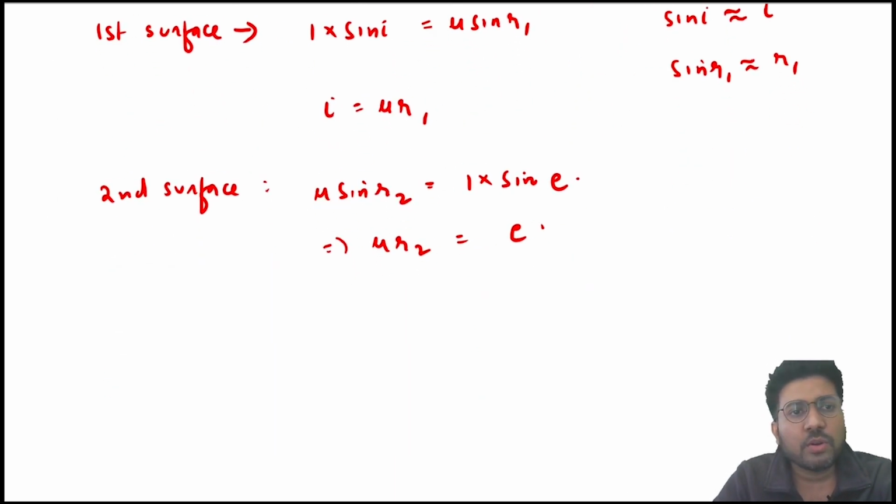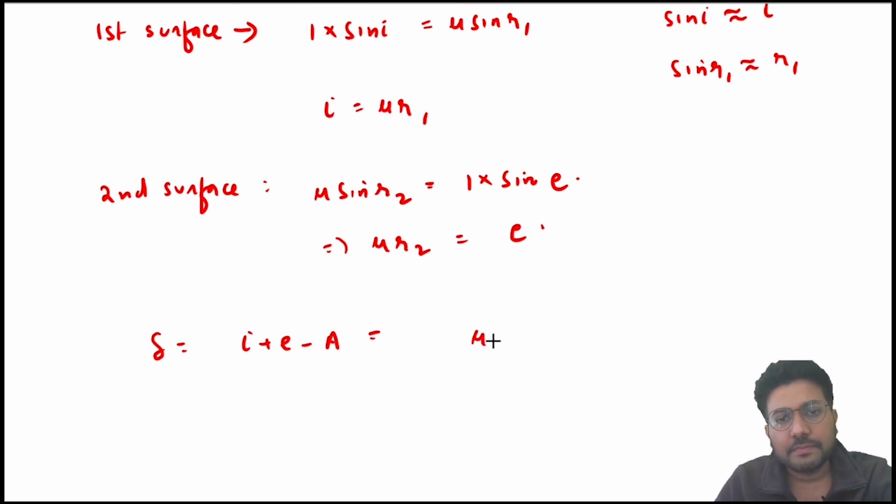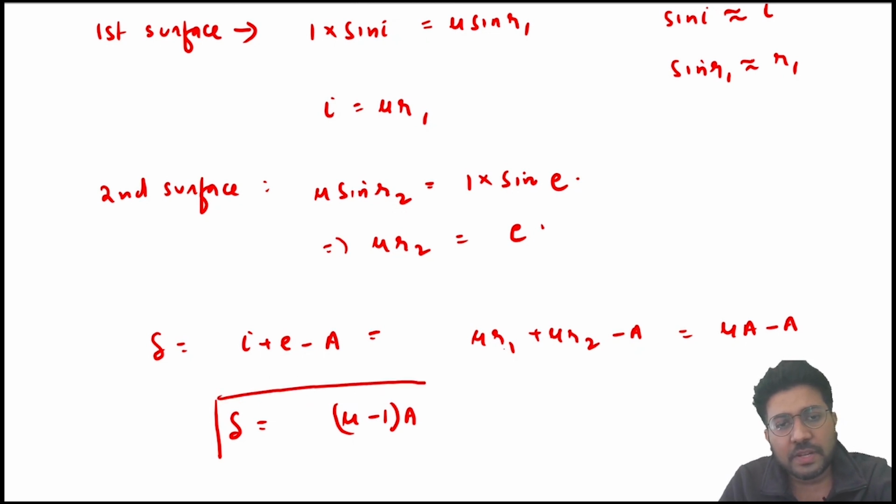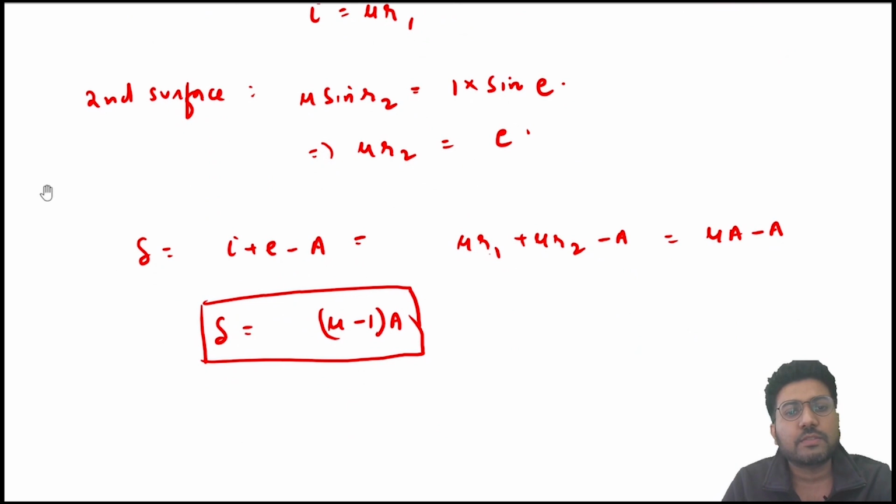But you also know that the angle of deviation for any prism is i plus e minus A. This can be written as, from here, i is mu r1, e is mu r2, but r1 plus r2 is A, so you will get mu A minus A. So from this you will get delta is equal to mu minus 1 into A. This is a very important relation. For a thin prism, delta is equal to mu minus 1 into A.